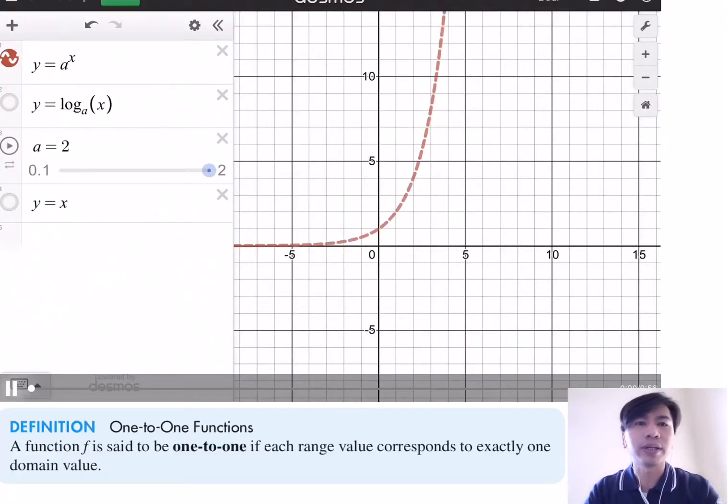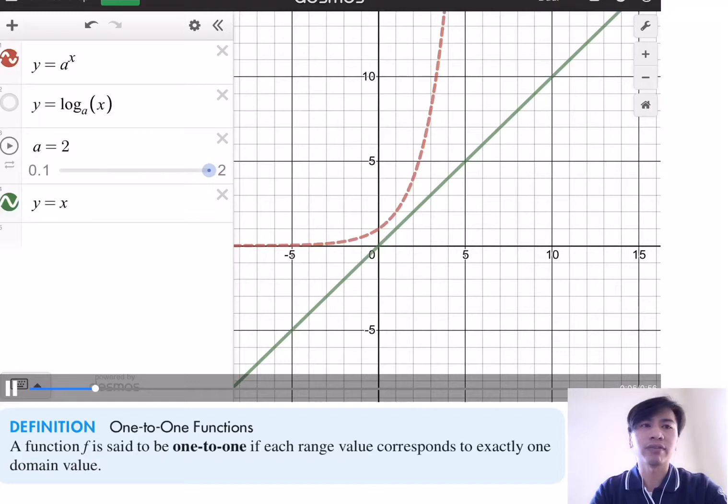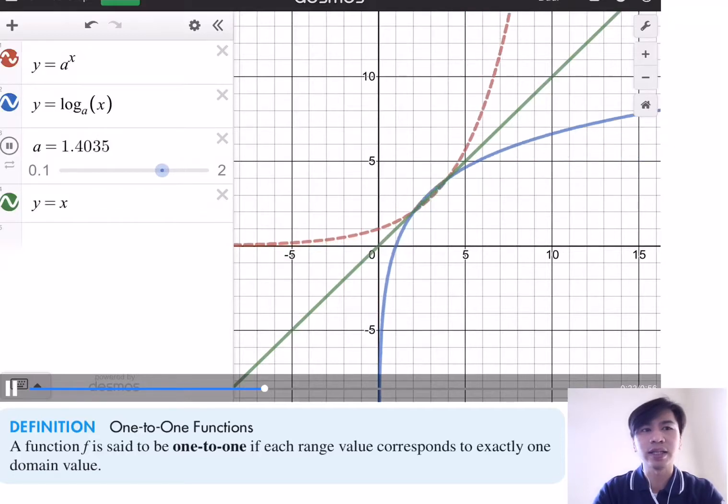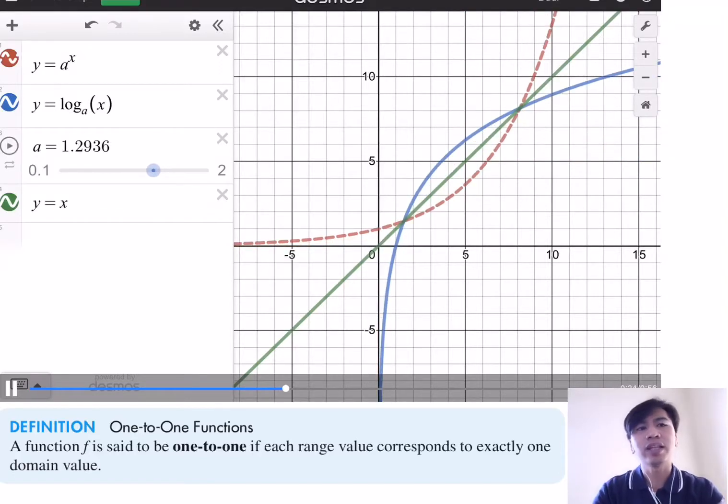So I put it over here. The red dashed line is the exponential function, and if I reflect it across y equals x, this is what I'm going to have, the blue curve. And if I change the constant a by sliding from 2 and decreasing it, this is what's going to happen. It intersects at 2 points over there because that's the reflection.